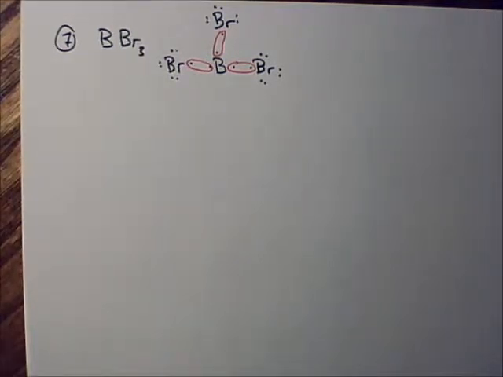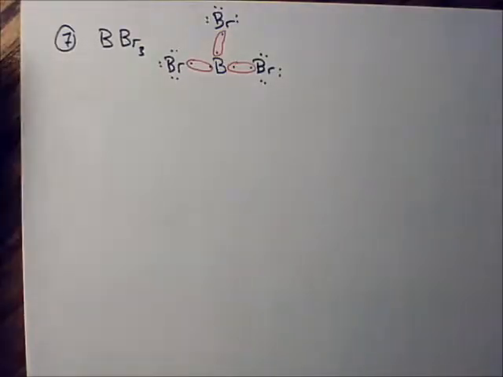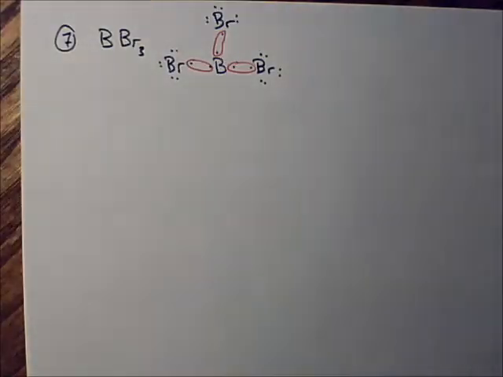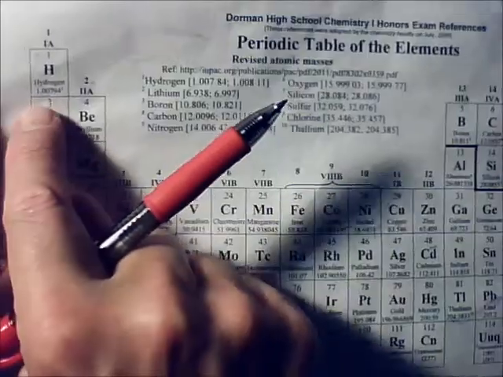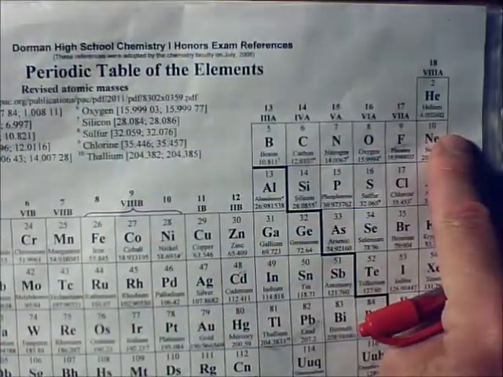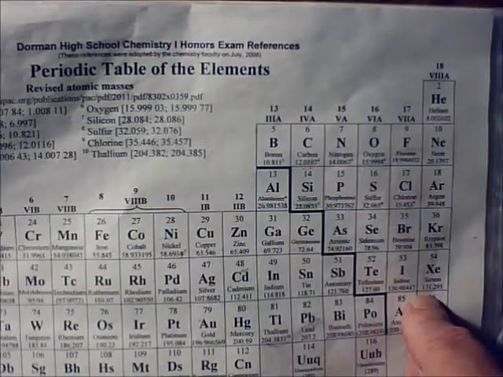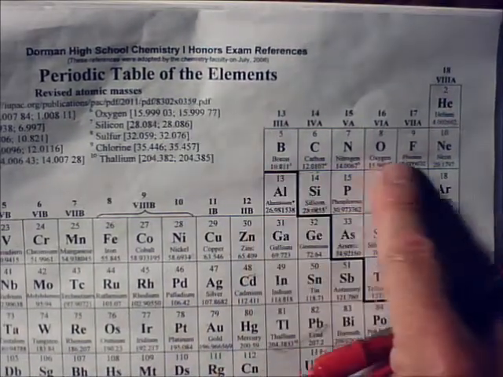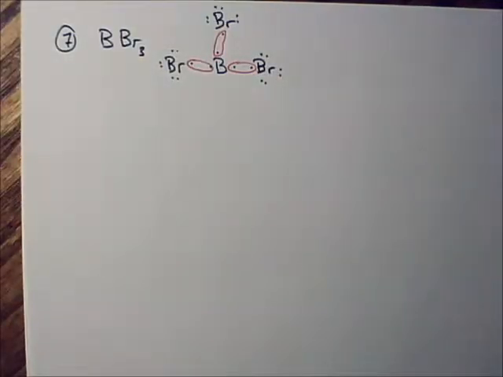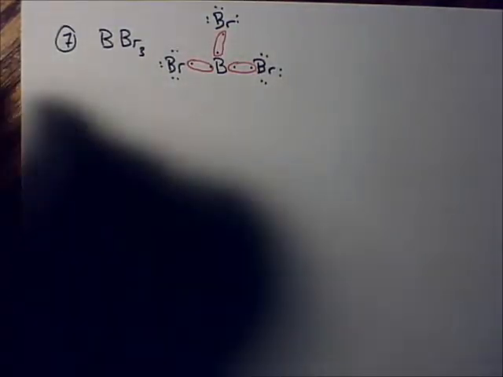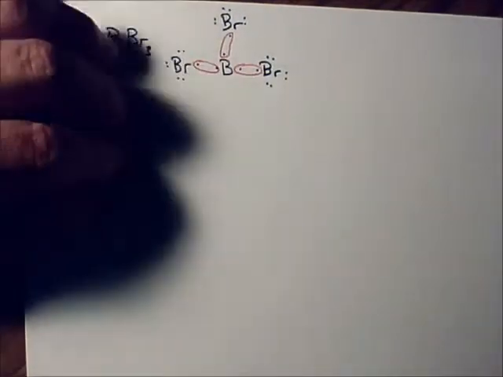Okay, so far we said any of the elements beyond the first row want to have 8 valence electrons like the next highest noble gas. And boron doesn't have 8 electrons like neon. How many does it have? 6. And you can't get any more.